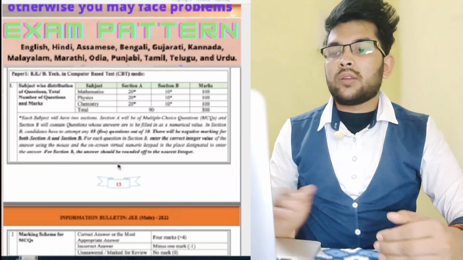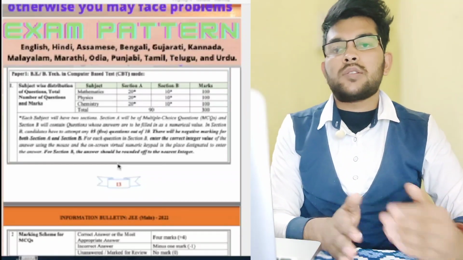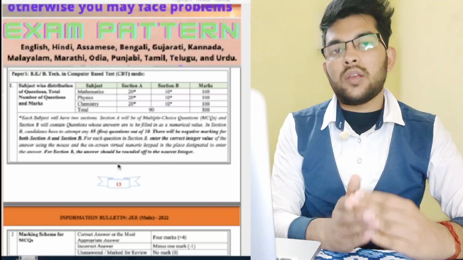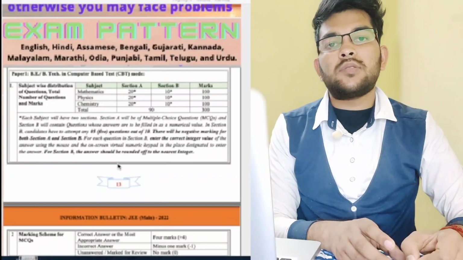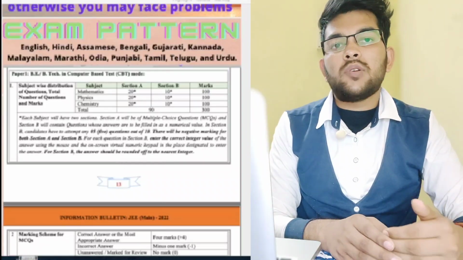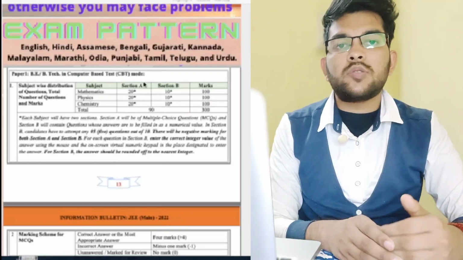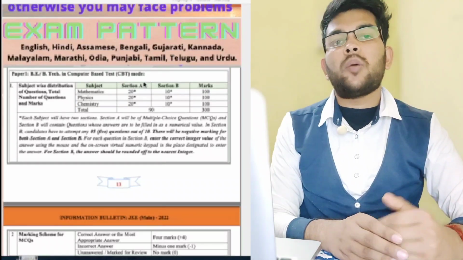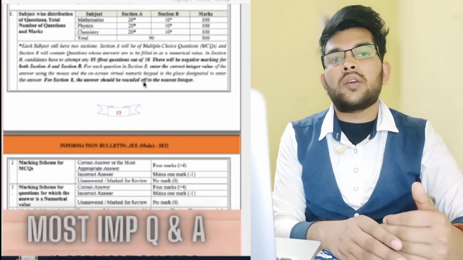So there will be 90 questions, as you all know, last year also 90 questions. Section A will have 20 questions from each subject, and section B will have 10 questions. But in those 10 questions you have to attempt only 5, and in earlier days those 5 questions did not carry any negative marking, but from this year those questions will also have negative marking. So you have to be very careful while solving those questions, because they can also give you negative marks.